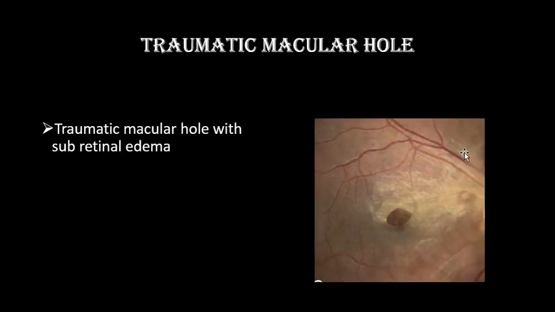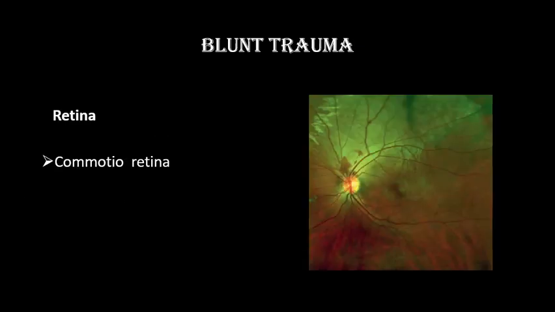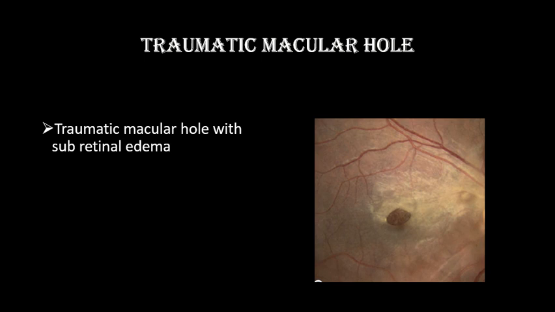This, as I told you earlier, the patient can have traumatic macular hole with subretinal edema. This traumatic macular hole can be primary, that is at the time of impact, or it can be later on also, because, as I told you earlier, the patient is having commotio retinae, and this subsequently can lead to the macular hole, and there is now a macular hole and there is some surrounding edema also.